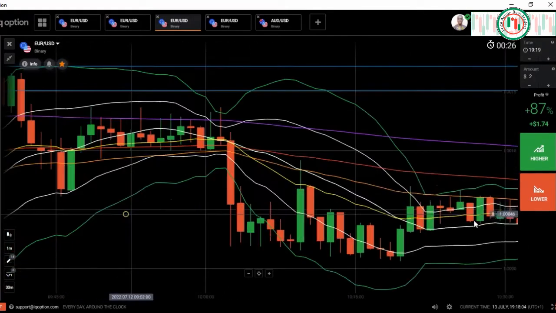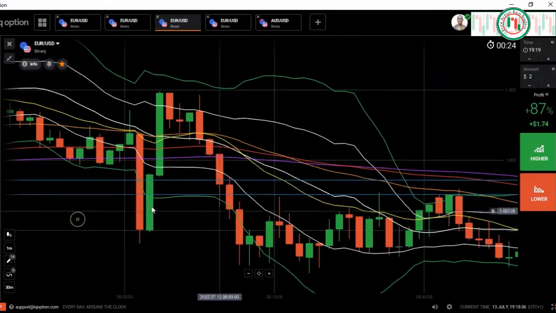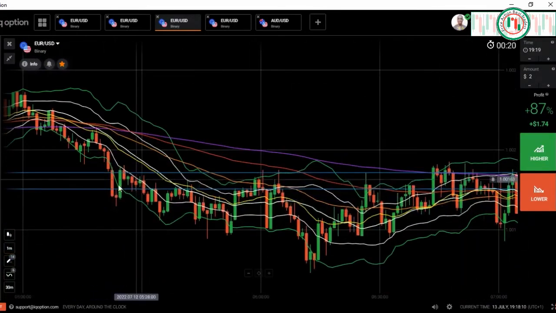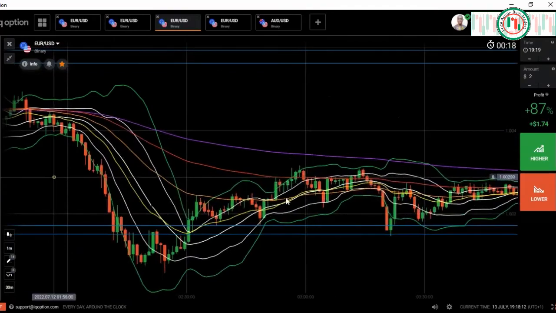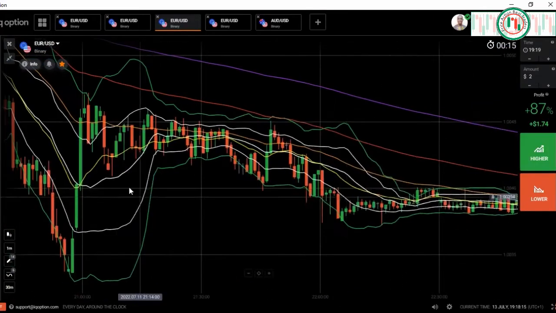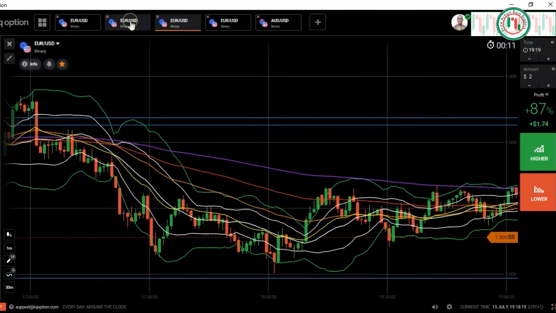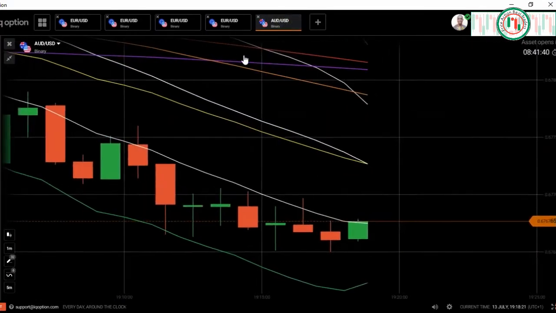Yes. So let's check the strong one. The strong one is better. If you see the alignment of the EMA clearly, it's better. It's very, very simple. So let me check another pair.